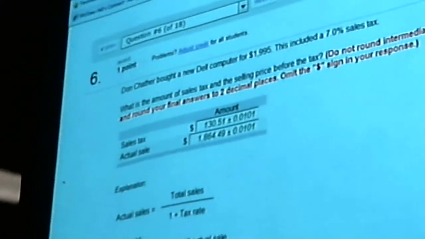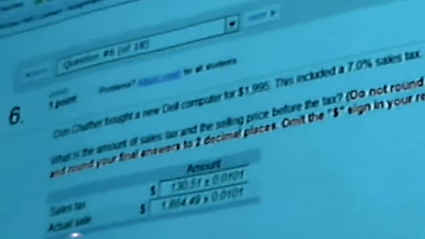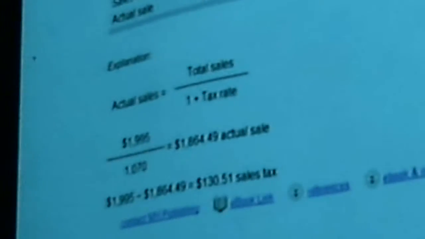Okay. Awesome. All right. What do they want from us here? Two things: sales tax and the actual sale. Just like I told you.